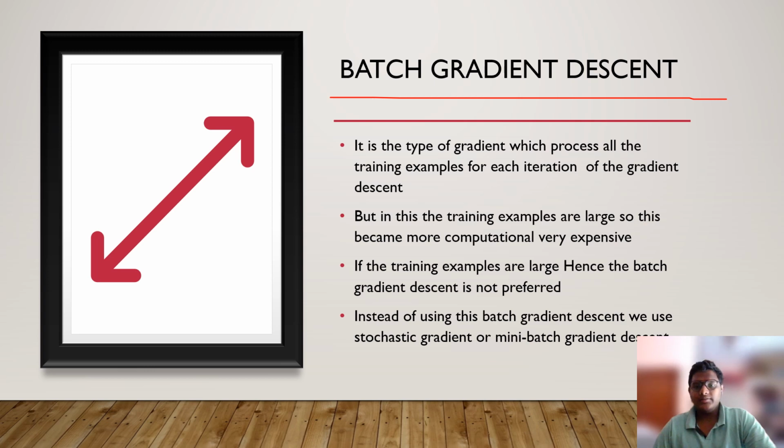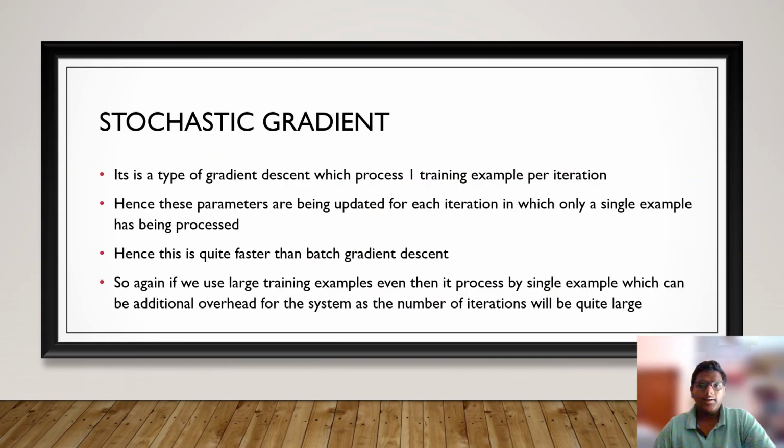Instead of using batch gradient descent, there are two other kinds of gradient descent: stochastic gradient descent and mini batch gradient descent. We'll learn about those in the upcoming slides.